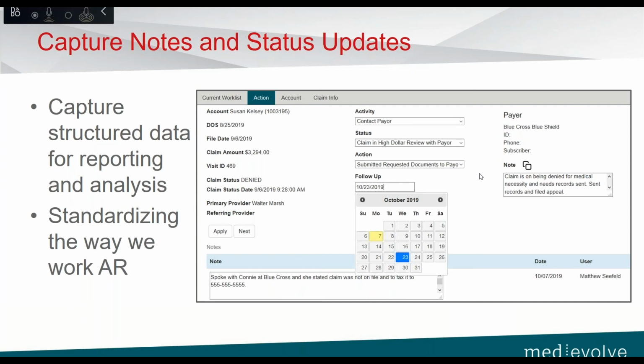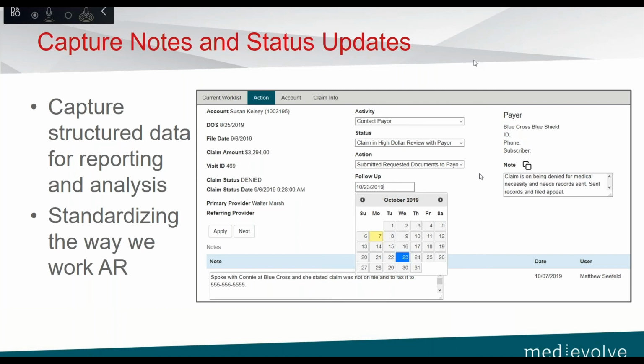And put an activity in there. What did you do? I contacted the insurance company. Well, what did they tell you? What's the status, right? It's in HIDAR review. What did you do about it? Well, you submitted a request for documents to the payer. And then you can type your free text note in over here, to the right. But what you've just done on these drop downs here is you now allow reporting. So if a doctor comes and says, hey, what's the status of my AR? You actually can tell them in real time what the status of the AR is.